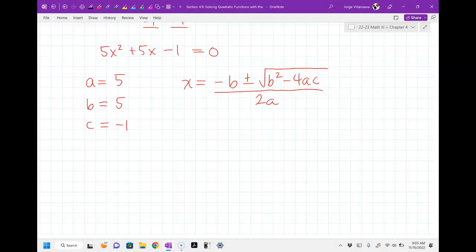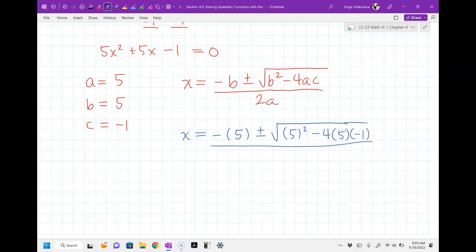So here we go. I got everything I need. Let's plug in the numbers. Negative of b, that's negative 5, plus or minus the square root of b squared, that's 5 squared, minus 4 times a times c. So 4 times a, that's 5, times c, that's negative 1, all divided by 2 times a, that's 2 times 5.